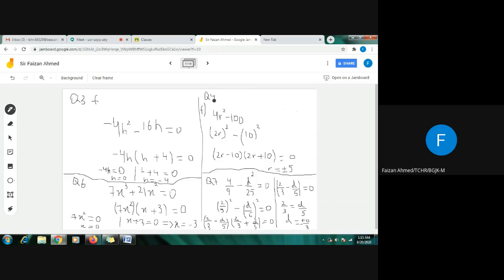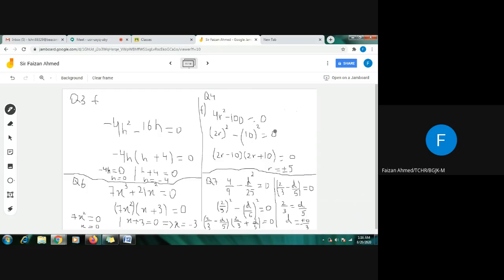In question number 4, part F, we have 4r square minus 100. Again, this question is not factorized, so you can factorize it. There are two methods of factorizing this question. Either you can take something as common. I will write 0 over here because there is a 0 in the question.